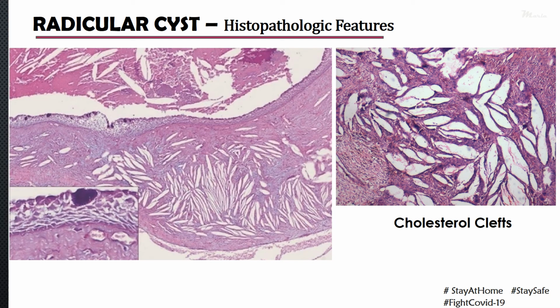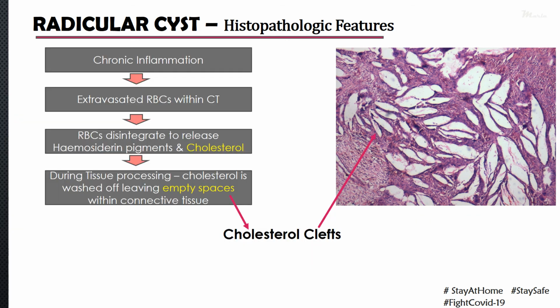In addition, the connective tissue capsule may show numerous needle-like spaces or clefts, which can be easily appreciated in low power. These cleft-like spaces are referred to as cholesterol clefts. It is common to find some brownish pigments or hemosiderin pigments around these cleft-like spaces. Some extravasated RBCs may also be seen. Basically, since there is a chronic inflammatory reaction within the connective tissue capsule, it results in extravasated RBCs.